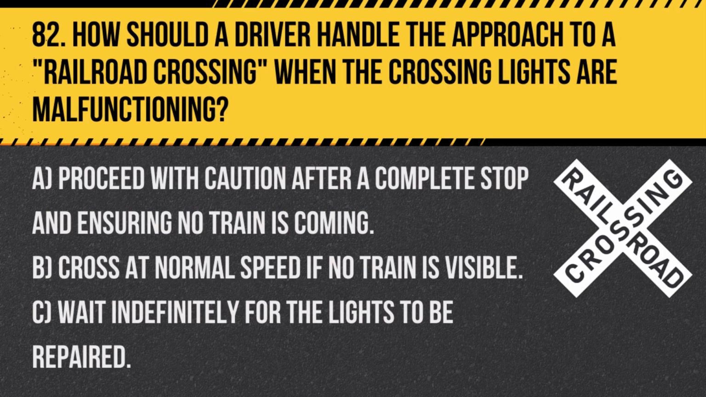Question 82. How should a driver handle the approach to a railroad crossing when the crossing lights are malfunctioning? A. Proceed with caution after a complete stop and ensuring no train is coming. B. Cross at normal speed if no train is visible. C. Wait indefinitely for the lights to be repaired.